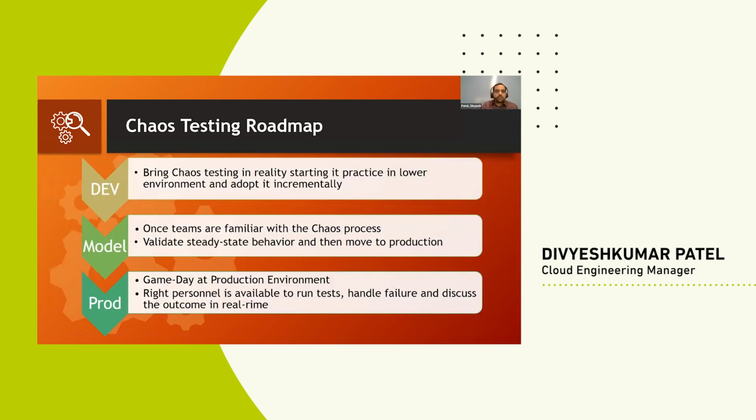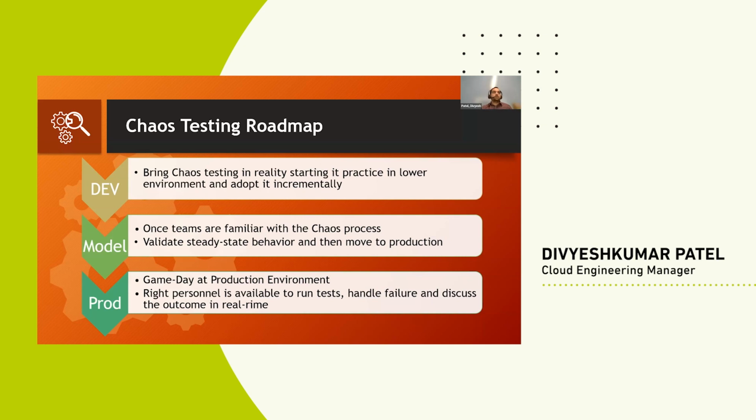Moving to the next section. So how I have implemented this, or how you can implement this. When we say game day and production, because when we say chaos testing, people think only of production. We cannot go directly to production, and in a testing area, we know that testing in production is scary. So when we approach this in any organization, we say, okay, we'll start with dev. We'll bring chaos testing into reality, practicing in a lower environment and adopting it incrementally.